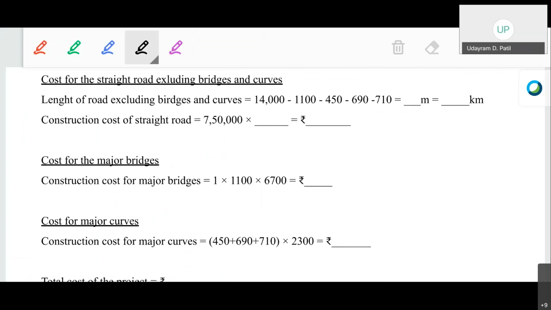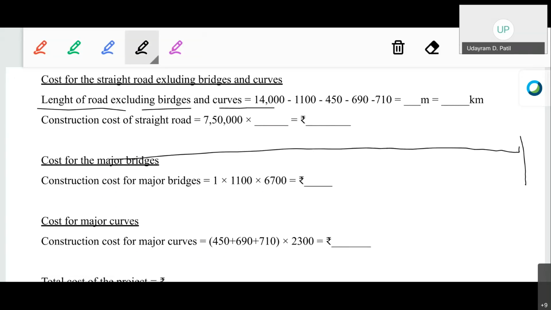So first, the cost of the straight road excluding the bridges and curves. For this we have to calculate the length of the straight road. Okay, the total road, the total road is 14 kilometers. From that there is one major bridge and there are three curves.